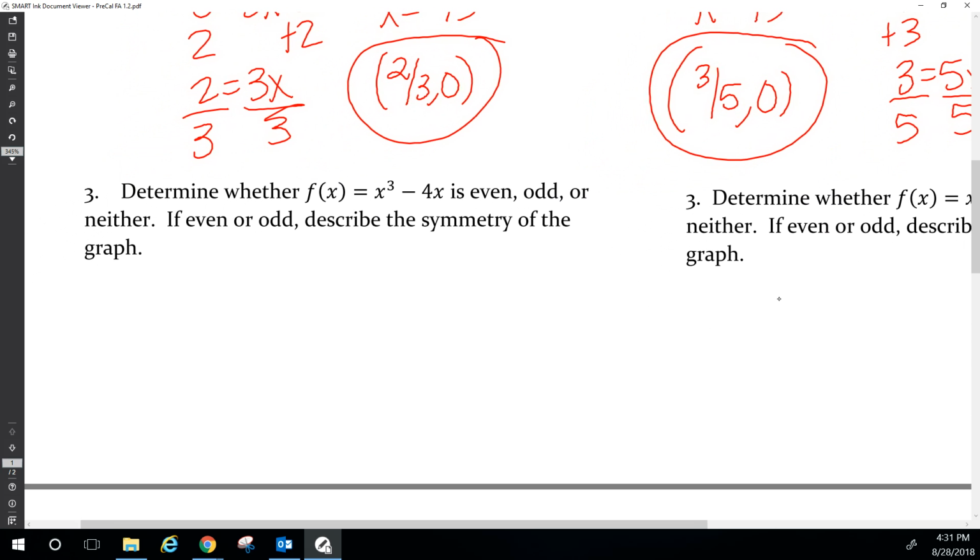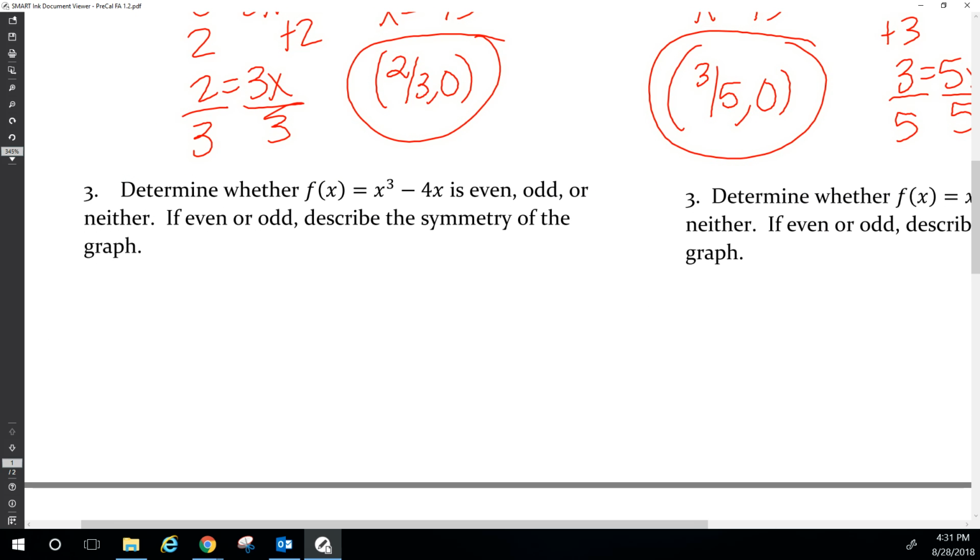All right, for number 3, to decide whether something's even, odd, or neither, we're going to plug in f of negative x. When I put a negative x in there, I've got negative x cubed, and then minus 4 times negative x. Remember, an odd power is going to be negative, so this would be negative x cubed. And then negative times negative makes this positive 4x.